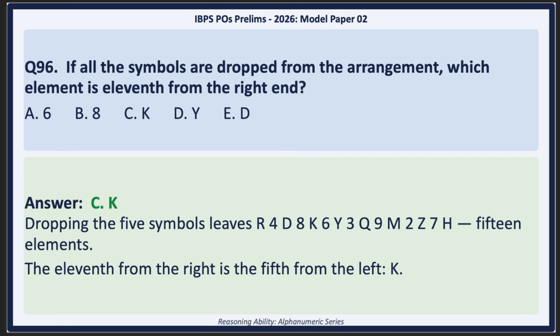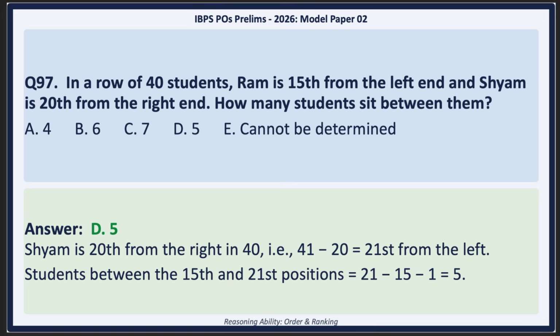Excellent. We then hit order and ranking for question 97. In a row of 40 students, Ram is 15th from the left, Shyam is 20th from the right. How many sit between them? Okay, so to compare them, we have to orient them to the same side, right? Yes. If Shyam is 20th from the right out of 40, his rank from the left is 40 minus 20 plus 1. So he's 21st from the left. Ram is 15th, Shyam is 21st. The students between them are at positions 16, 17, 18, 19, and 20. Which is 5 students.